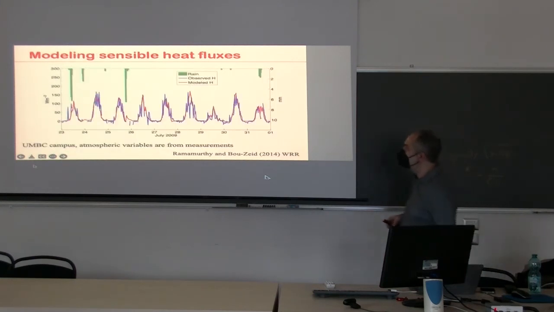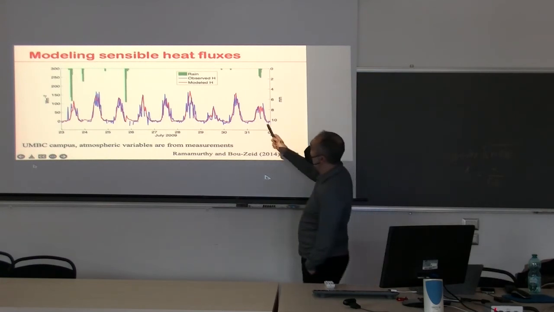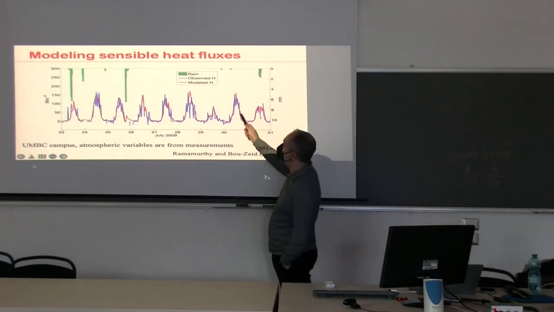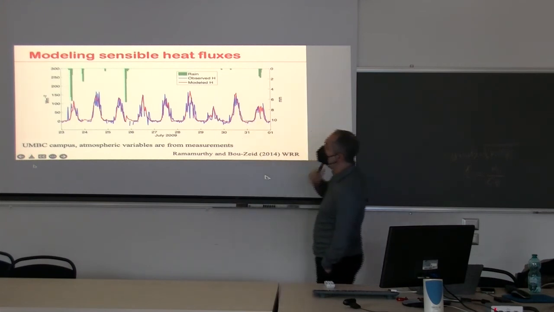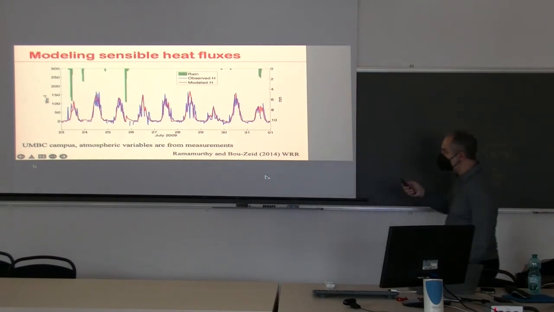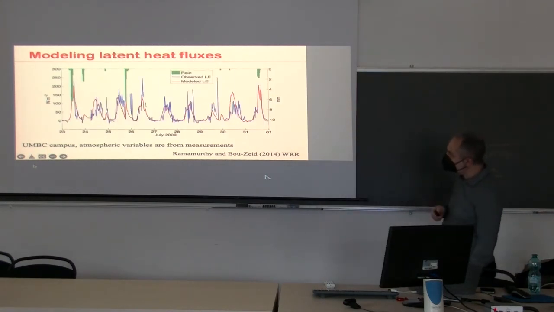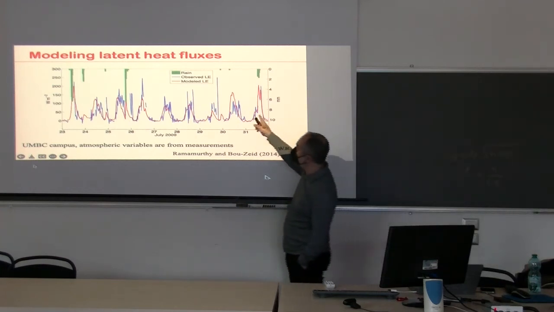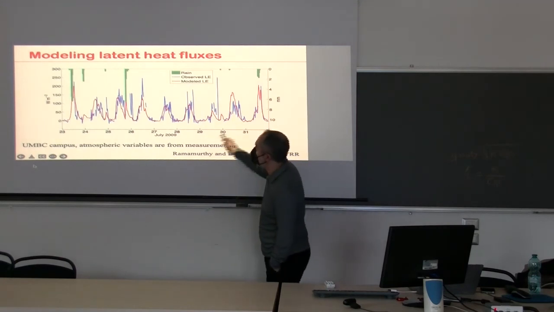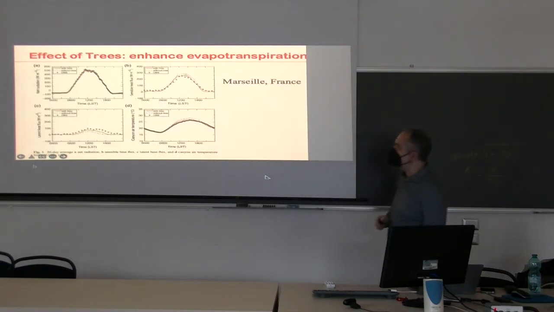Also, we can compare the modeled H, or QH, so in my nomenclature it's H, to the observed H, and you see that the model can produce the sensible heat flux into the atmosphere quite well. The latent heat flux is more variable and more difficult, and after rain you cannot capture it very well, but again the model captures it quite well.